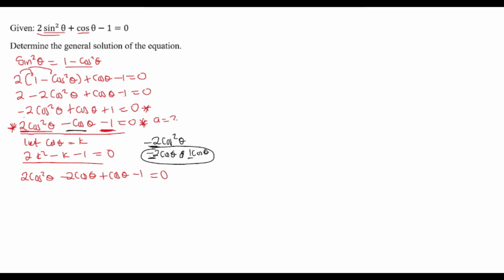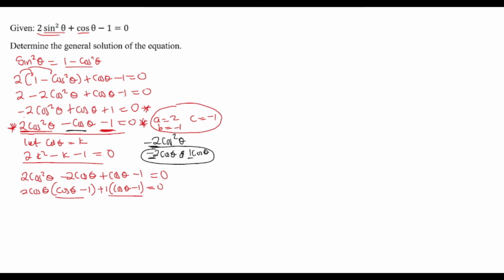Your a is equal to 2, your b is equal to negative 1, and your c is equal to negative 1. So let's factorize here. It will be 2 cos theta, and then 2 cos squared theta divided by 2 cos theta is cos theta. Negative 2 cos theta divided by 2 cos theta is negative 1. And then here we can factor out positive 1. Then we have cos theta minus 1, is equal to 0.